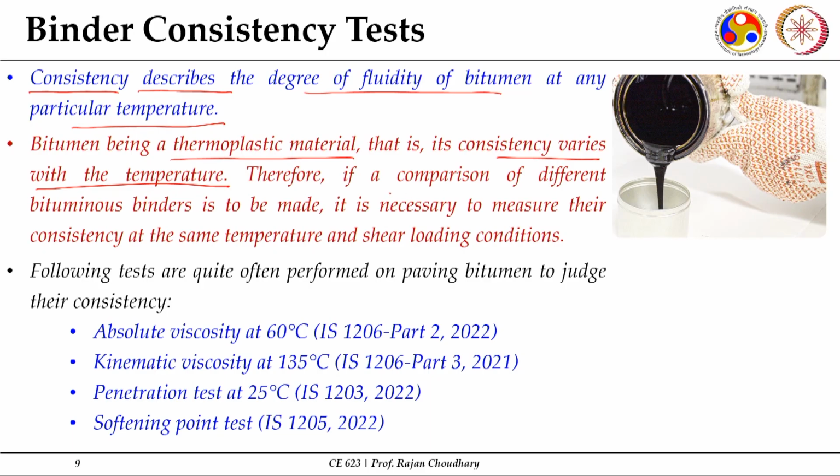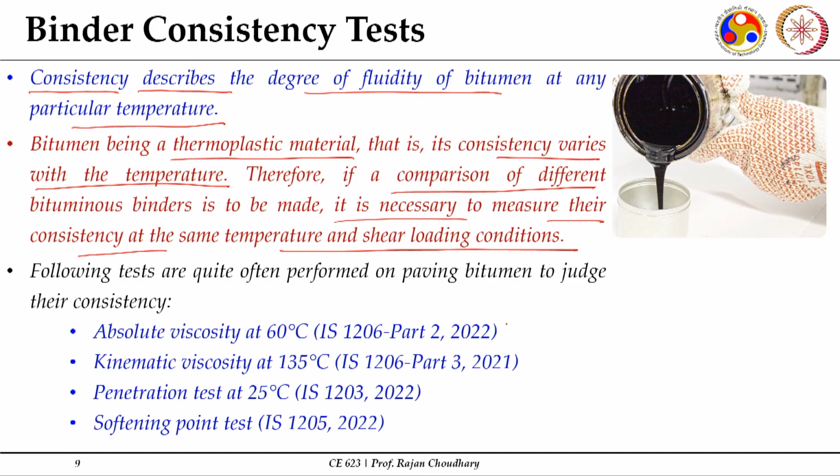Therefore, when I need to make a comparison of different bituminous binders, because if I have binder from 4 different sources, I will check which one is the best one or which one falls within my requirements, I will pick up. So, one category of evaluation is the evaluation of the consistency of the binder, which is very, very important. It is necessary to measure their consistency at the same temperature and shear loading conditions. Now, how do we ensure this fluidity or consistency of binders so that we can compare between different sources?